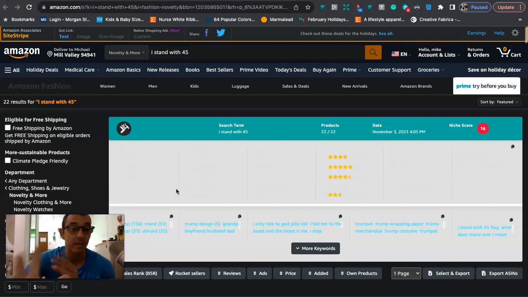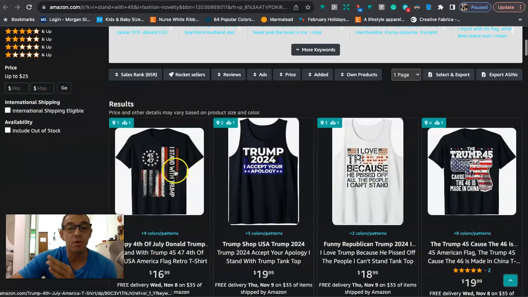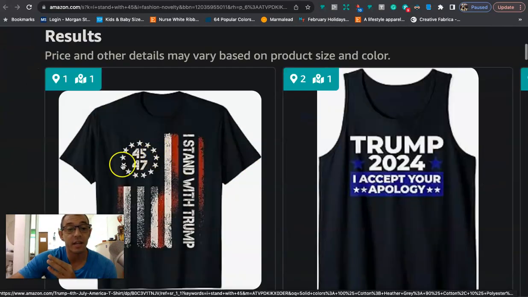Now, me personally, I didn't mess with that design, that mugshot. I didn't do any t-shirts, even though a lot of people were. But you can do something like I stand with 45. Now, obviously, you wouldn't want to use the mugshot, but you can do a flag like this. You do a design, you get a distressed flag.